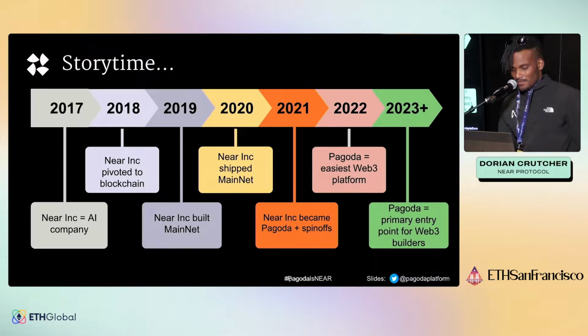So yeah, that's 2017. 2018 is when they pivoted to blockchain. 2019 is when NEAR built the mainnet, and 2020 is when we shipped the mainnet. And then after that, NEAR Inc. actually split into various companies such as NEAR Inc., which turned to Pagoda, which is our development branch, NEAR Foundation, which is our nonprofit branch, and then Aurora, which is our EVM layer essentially. And our hope is to become the primary entry point for Web3 builders.